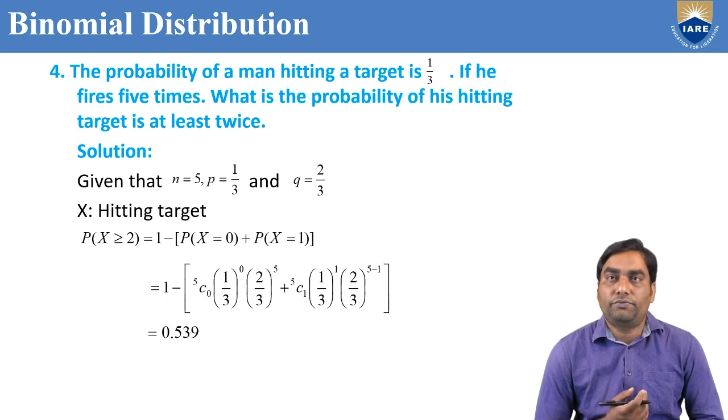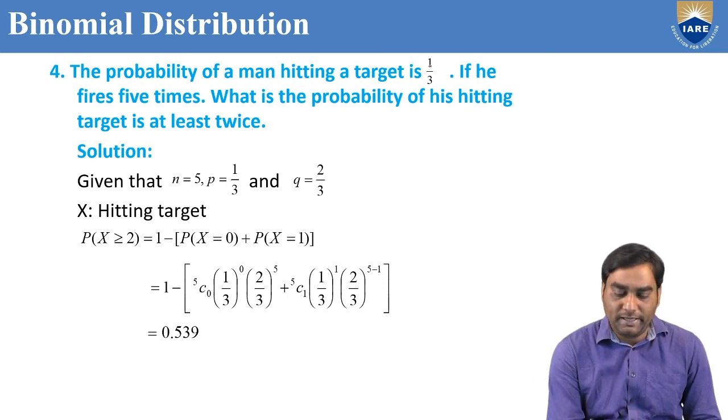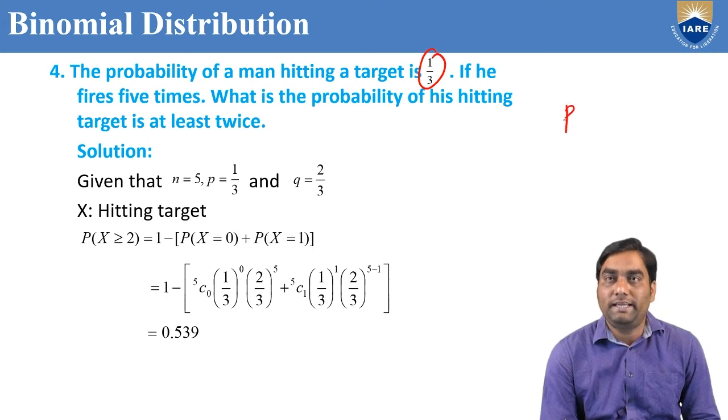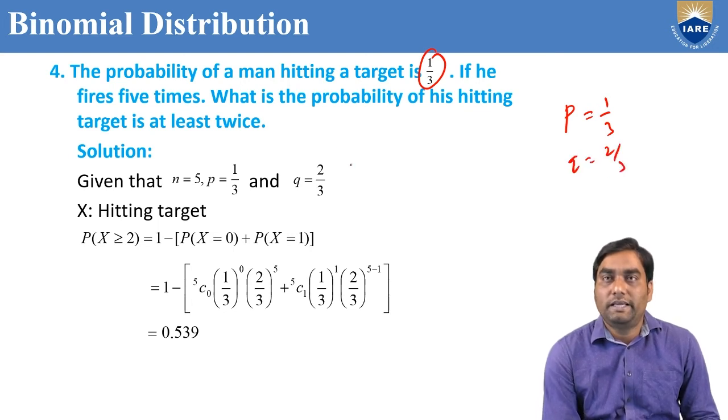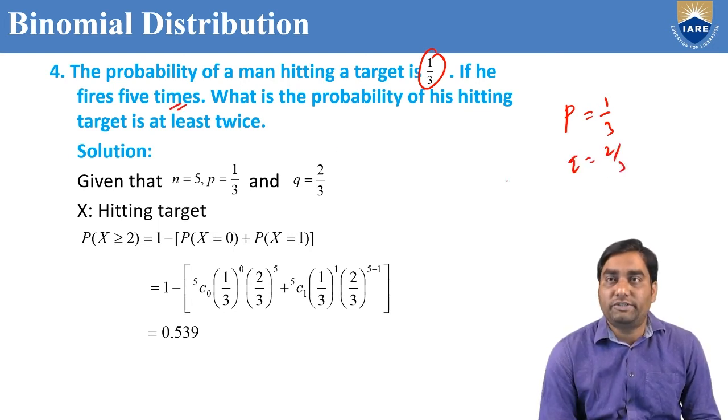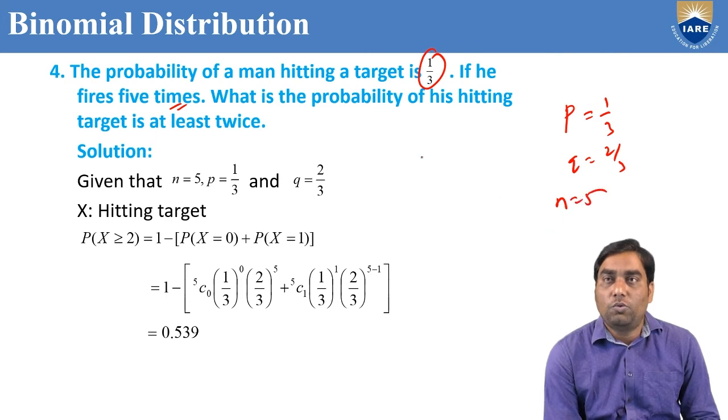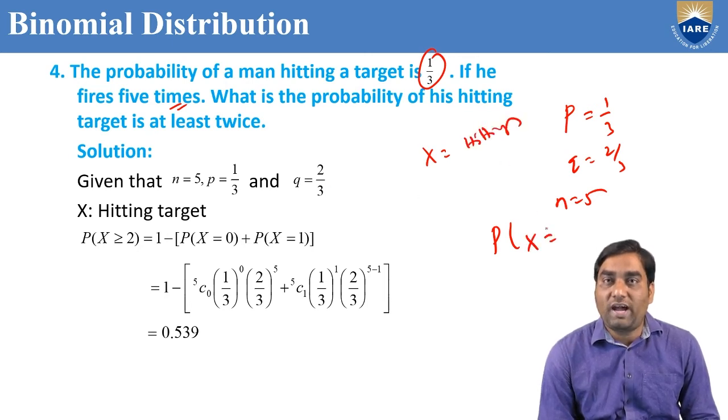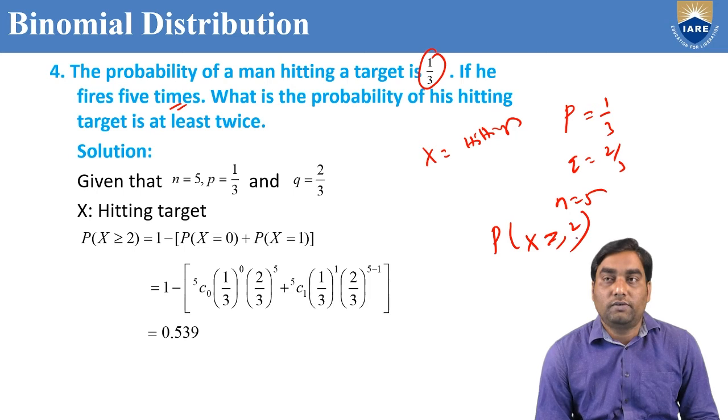Now, the probability of a man hitting a target, p, is given directly. Probability of hitting the target is some value; you can assume p equal to 1 by 3. q we can find out, 2 by 3. If he fires 5 times, n equal to 5 is given. What is the probability of his hitting the target at least twice? That means greater than or equal to 2 is required.